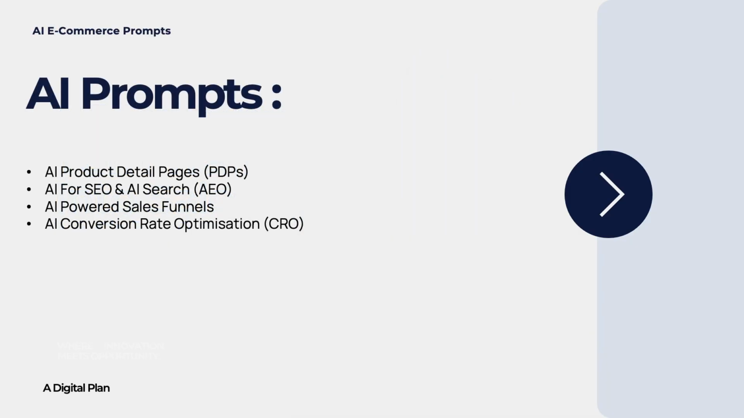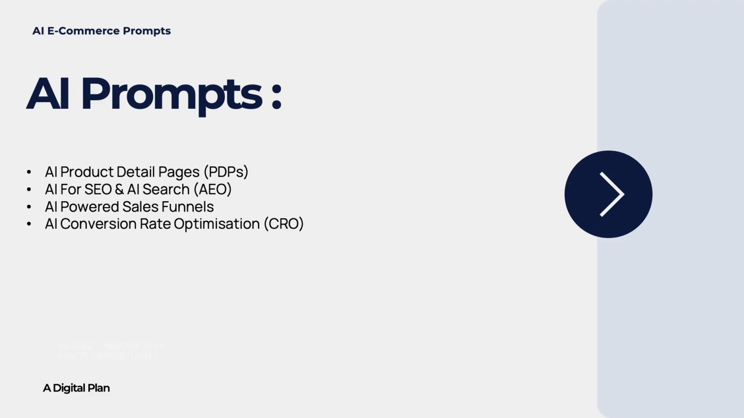I'm going to systematically work through prompts for AI product detail pages. These are the pages where your actual product is held on the individual page. Then AI for SEO and AI search. I'm going to show you prompts that will enable you to come up in the answers when you search on Google, which has the AI answers. I'll show you prompts that will enable your documentation and your pages to come up in there.